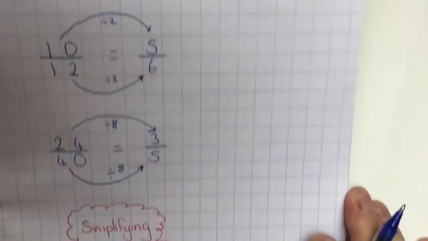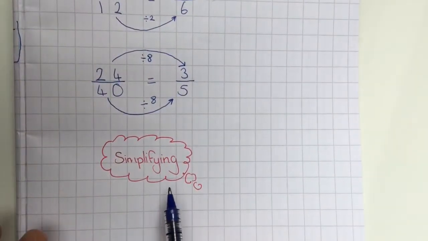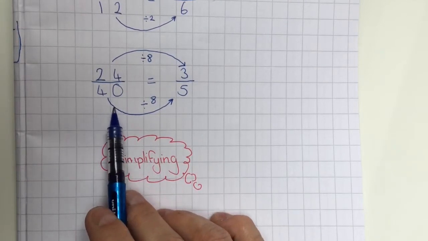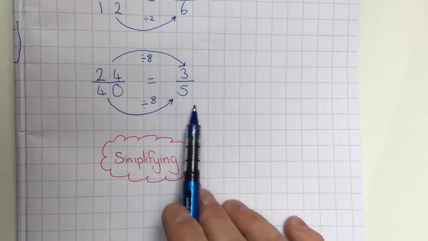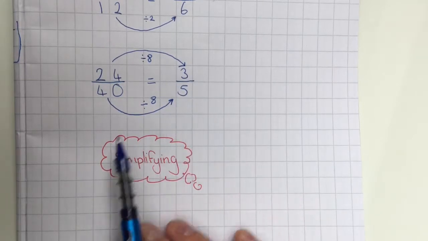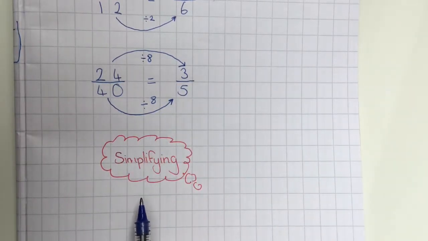This term and this practice is known as simplifying. Simplifying because you've made the fraction simple. You have reduced it down to its simplest form. You cannot go again and make that any simpler. So this is called simplifying.